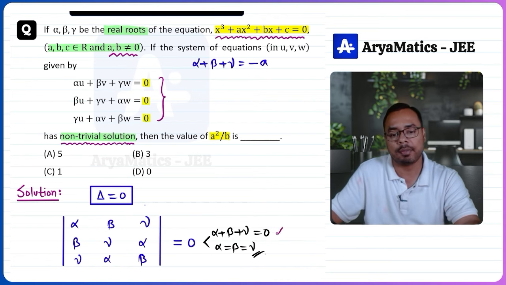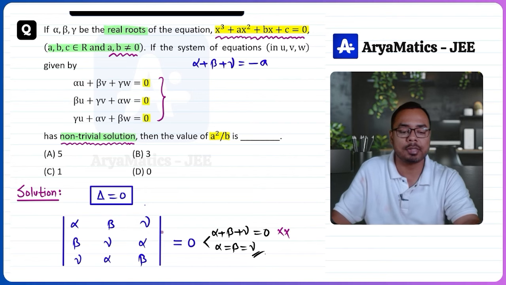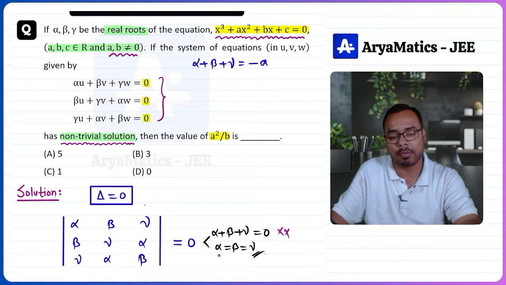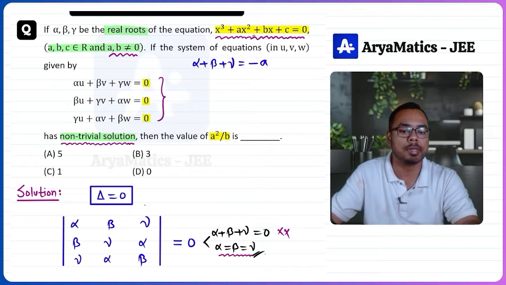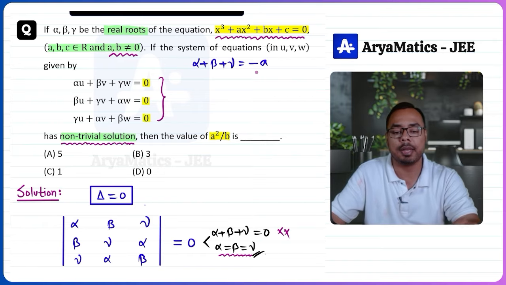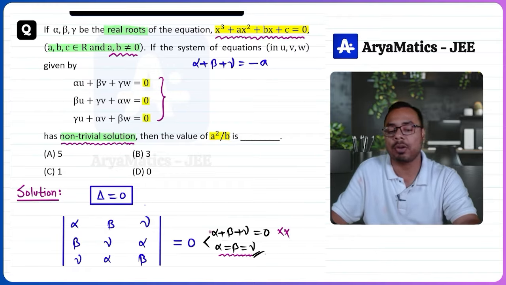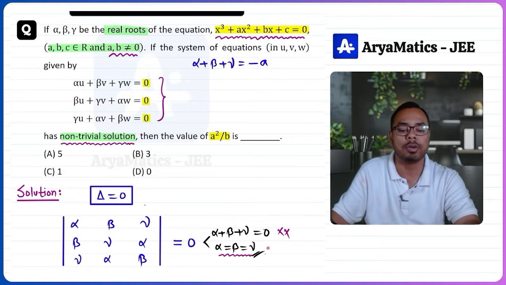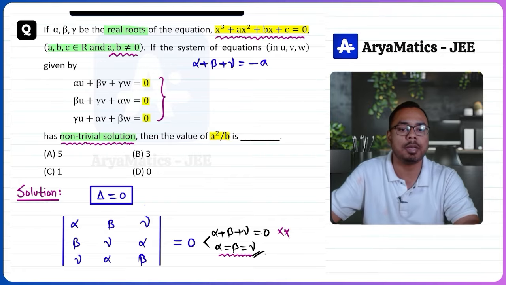That means we cannot have the first possibility, right? For a non-trivial solution, the cyclic determinant will be 0. If this one is 0, then either alpha plus beta plus gamma is 0 or all of these three are equal. Now, in this quadratic equation, the sum of the three roots will be minus a, and because it is given that a and b are non-zero, we cannot have alpha plus beta plus gamma equal to 0, which means all of these three must be equal.